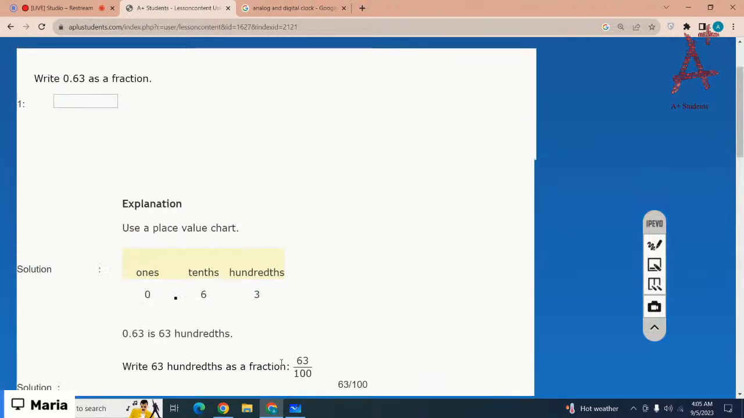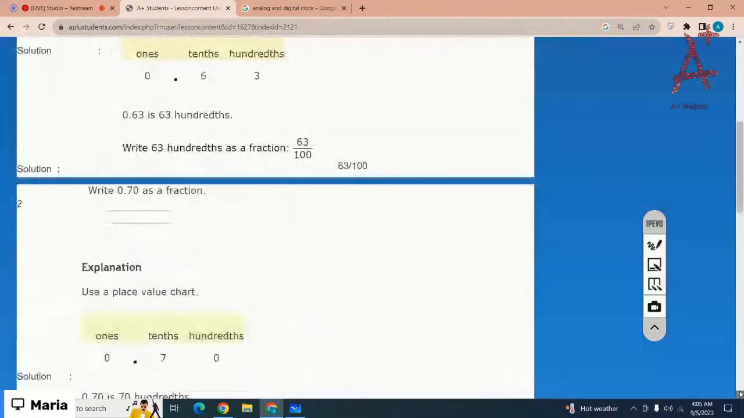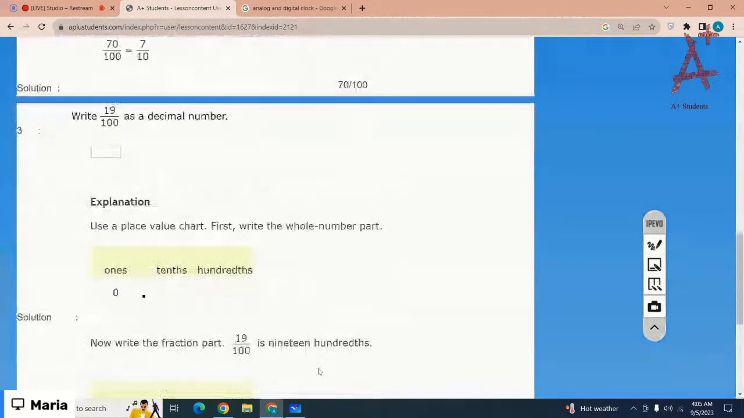Okay, the next one is write 19 over 100 as a decimal, right? You are given the fraction in fractional form, right? You have to write it in the decimal form. So whenever you are given a fraction, you have to write the answer in the decimal form.